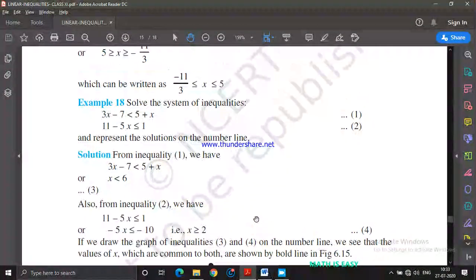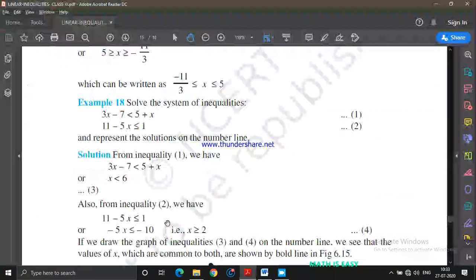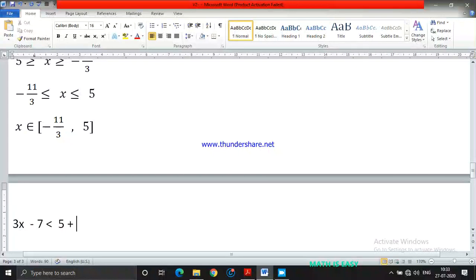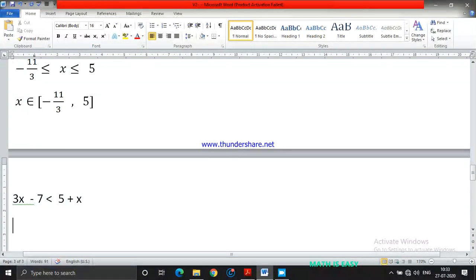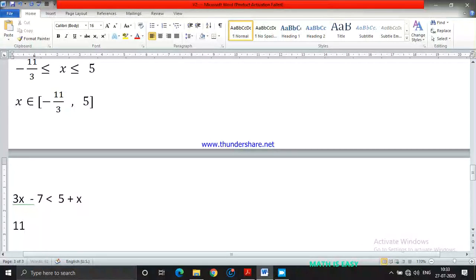here you have one more question. 3x minus 7 is less than 5 plus x. This is one equation. And another equation is 11 minus 5x is less than or equals to 1. I think, yeah, less than or equals to 1.